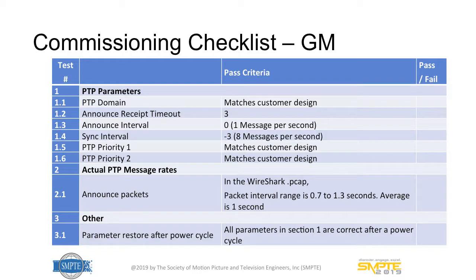There'll be one section looking at the PTP parameters. The pass criteria there are basically, did you type in the numbers correctly? Then we look at the actual message rates, say the announce interval. We're going to look at a Wireshark capture, which we'll talk about later. In the standard, we're looking for messages between 0.7 and 1.3 seconds apart, with an average of 1 message per second. That would be the pass criteria. We're going to have other parameters too: we're going to power cycle the system and make sure it powers up correctly, and that all the parameters go back to how they were saved. Just items like that in our checklist.